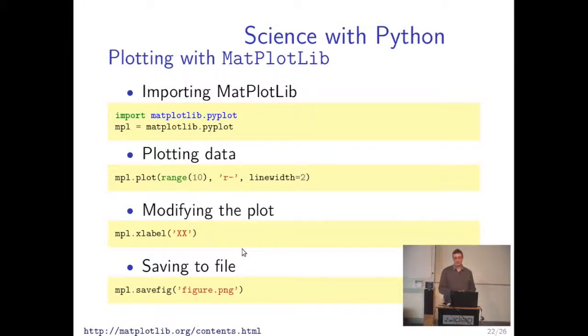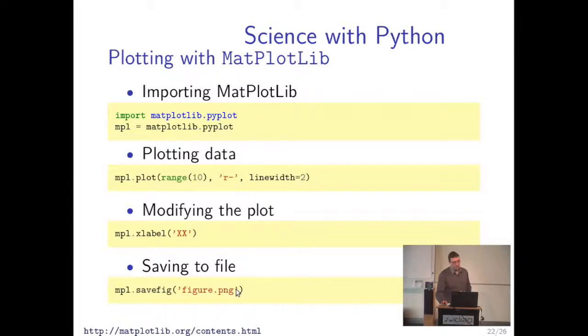And it's very easy to save these plots to file in various formats. This includes any vector graphics. This includes PDF. This includes JPEG, and whatever you want. You just say matplotlib.savefig. You give the extension, and it will automatically save the plot in the format that you specified.